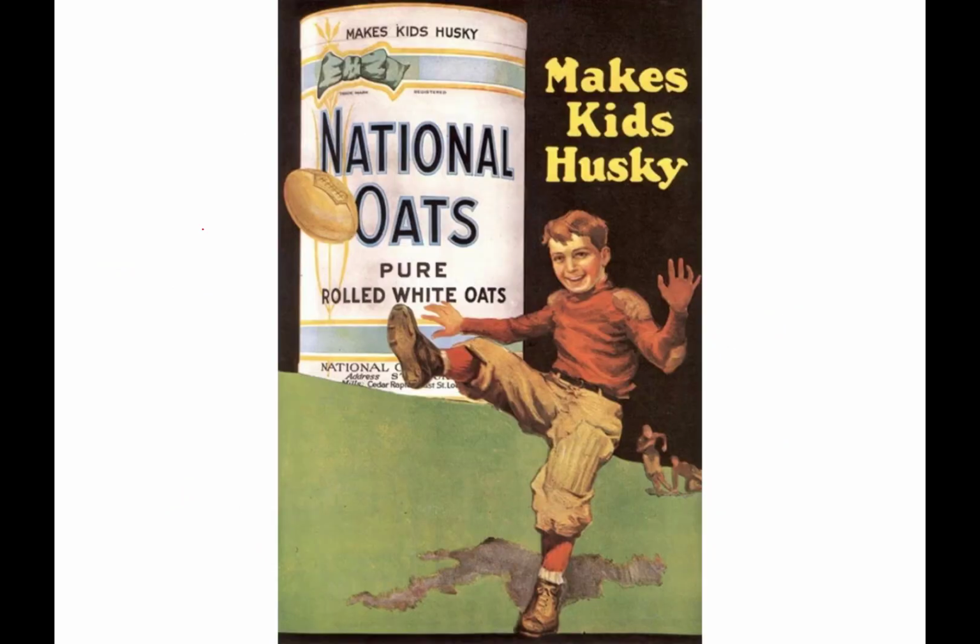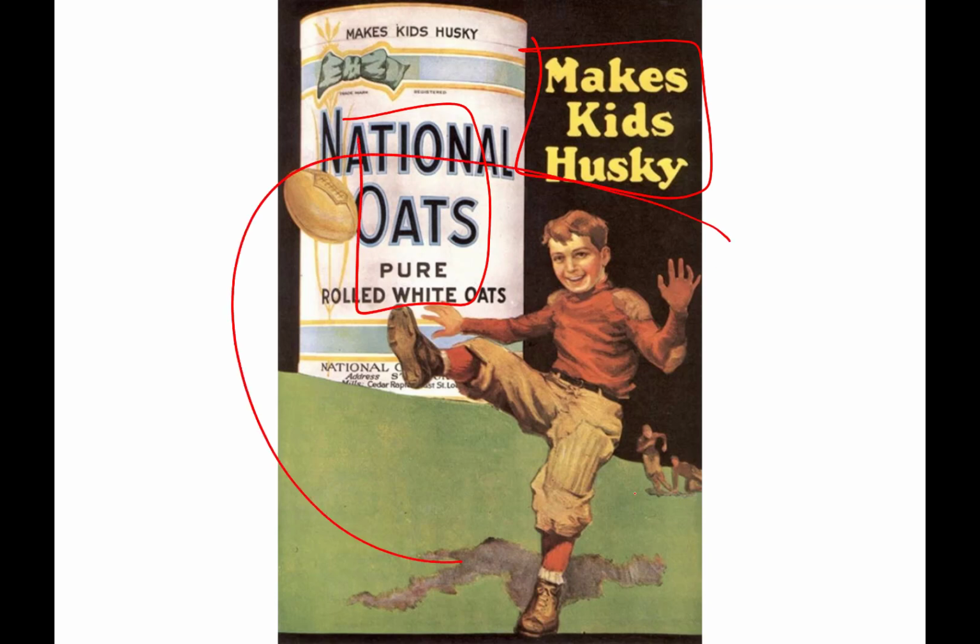Okay, so there's one. Here's another one. National Oats makes kids husky. Again, few words, right? The rest is this kid having fun. Life is fun. This is a huge one in the 1920s. We have money, things are going well, go do things that are fun. Oh, look how much fun he's having. I want to have National Oats for my kids. It makes them husky. I feel like that is definitely a cultural thing for the 1920s.